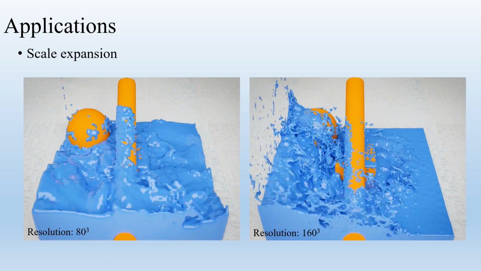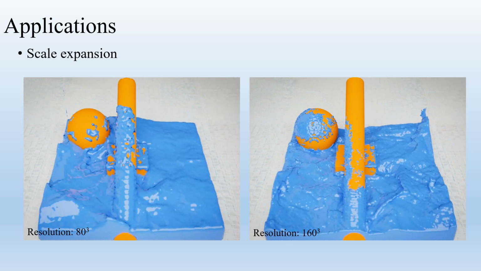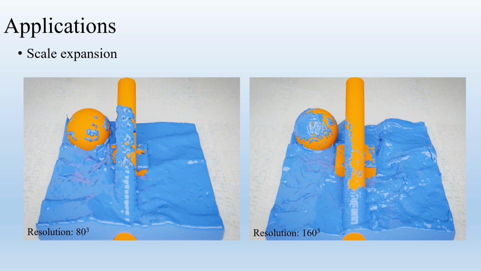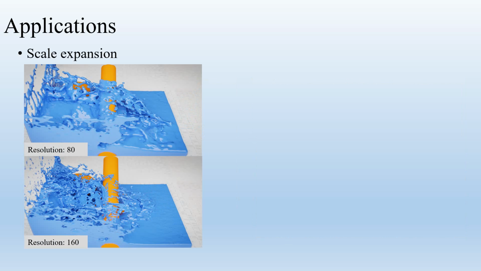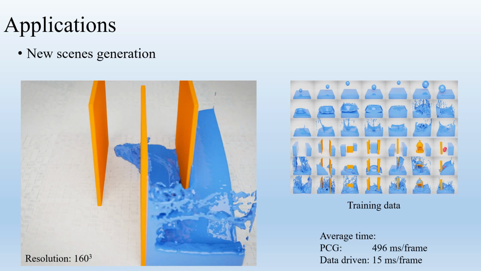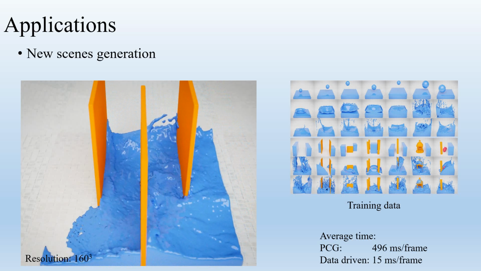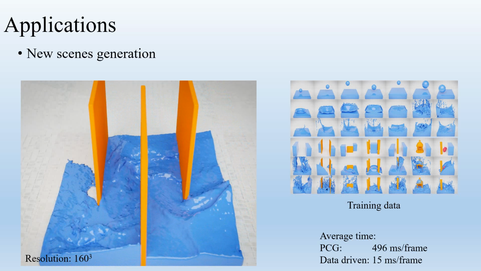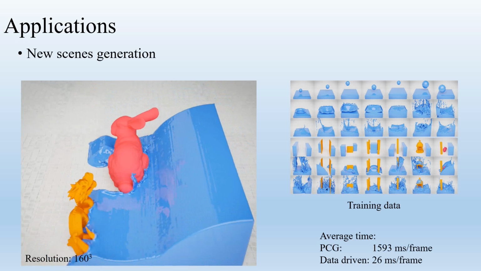To get a clear contrast, we expand a scene of resolution 80 to 160 and double the obstacle shape at the same time. It can be seen that the simulation with large scale has more clear details. Our method can produce liquid simulation with realistic visual effects even if they did not exist in the training set.